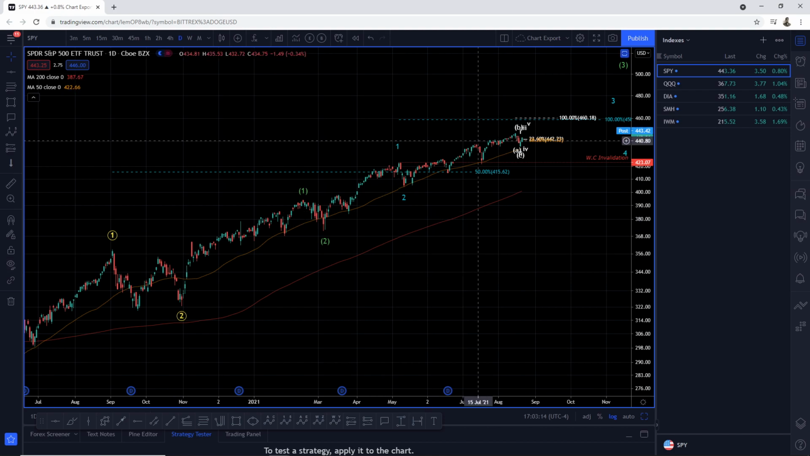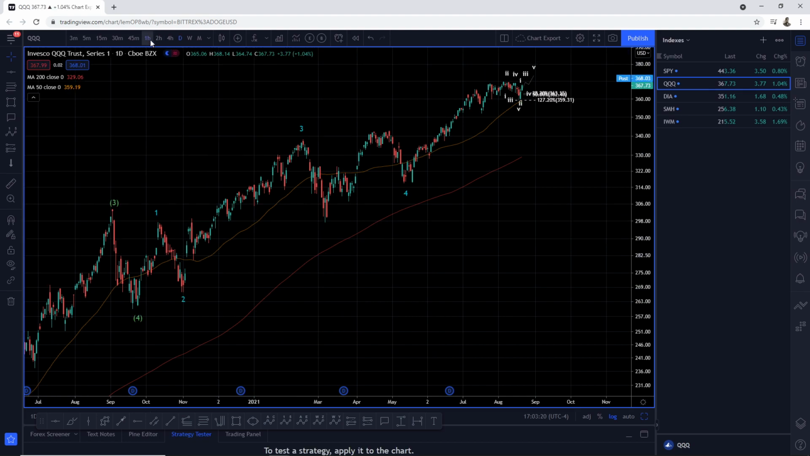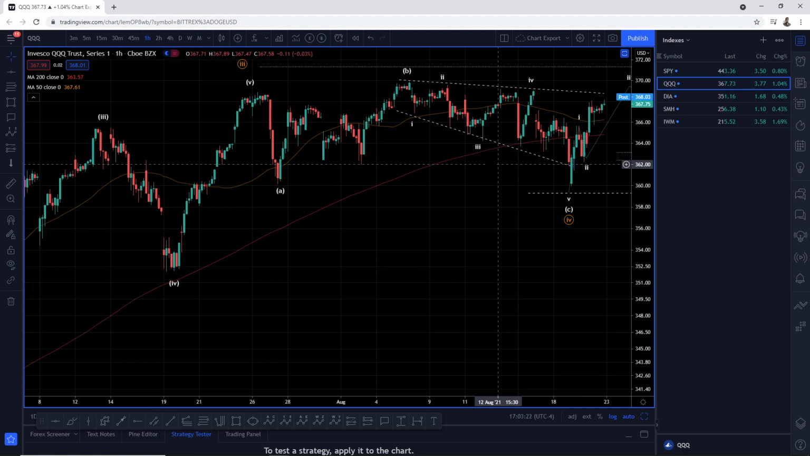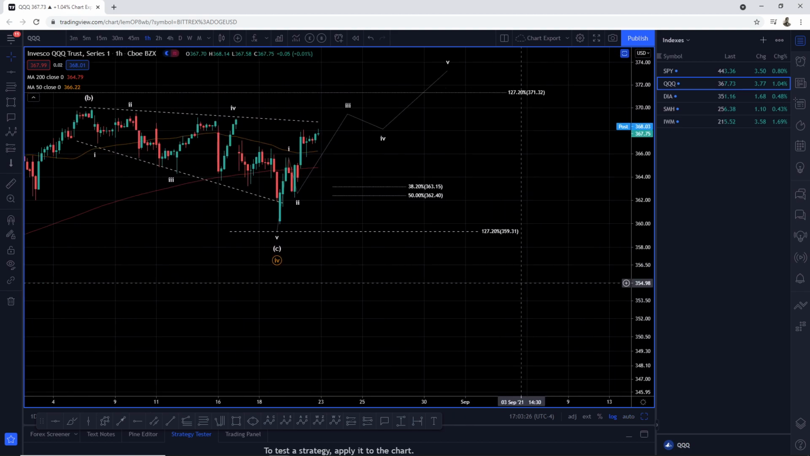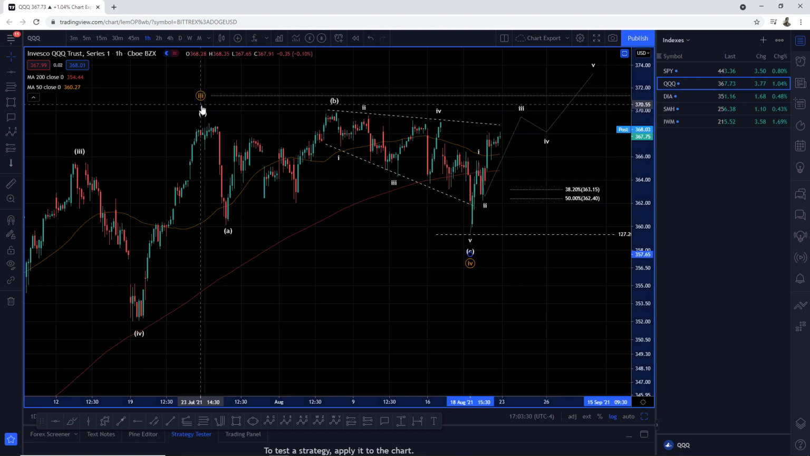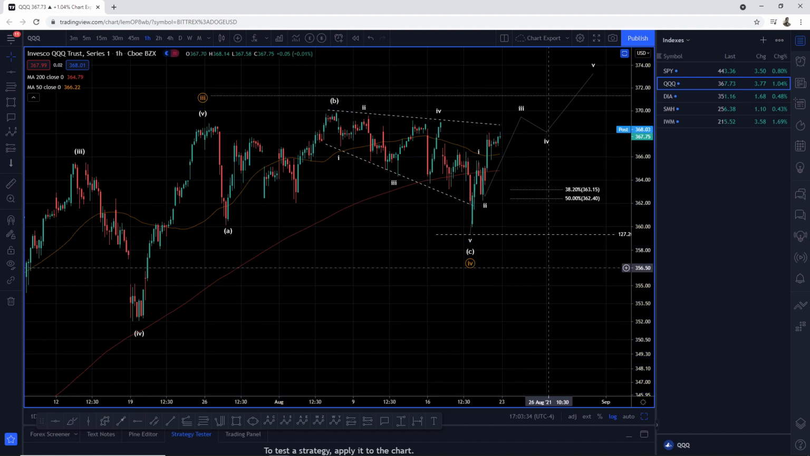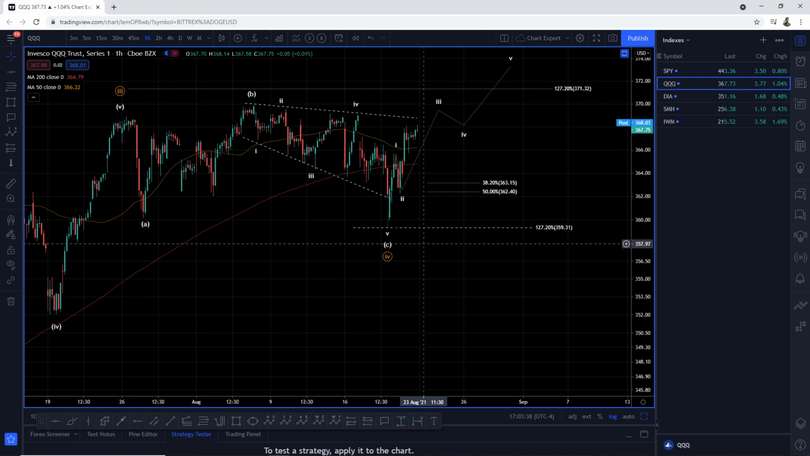Okay, this count is still suggesting further upside. All right, now over to the Qs, down to the 1 hour time frame. The Qs are displaying a bit of an impulsive structure as well. So the way we are looking at this, guys, is that wave 3 ended here on the July 23 high. A, B, wave C completed at the 1.272 extension of wave A versus wave B, and found support.